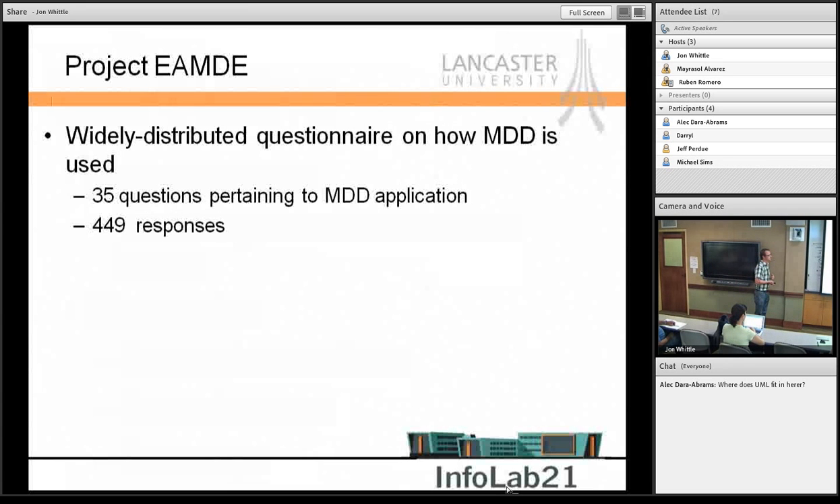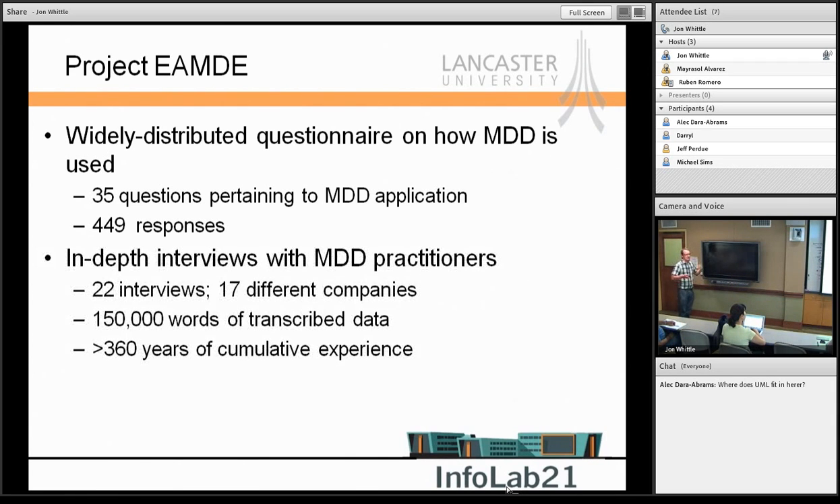Okay, so what was our methodology? I don't want to dwell too much on the methodology, but it was a three-pronged methodology. The first thing we did was a survey. We created a survey with about 35 different questions asking people about how they used model-driven development. And we got a lot more responses than we thought we would, actually, about 450 responses, with detailed information about how people use model-driven development. Now, surveys are good. They give you numbers. Everybody likes numbers. But what they don't give you is the rationale behind those numbers. They don't give you the qualitative data.